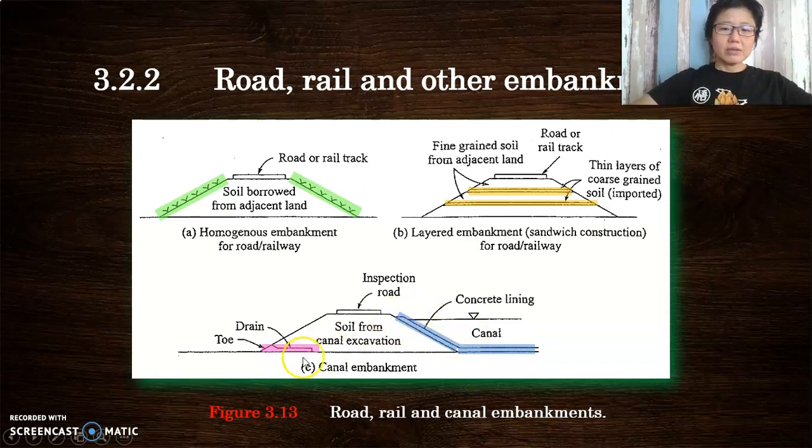And on the upstream side, that is the side that is facing the land, we usually have a toe drain at the end. We will see more in detail about this later on, don't worry about that. So this is for embankment.